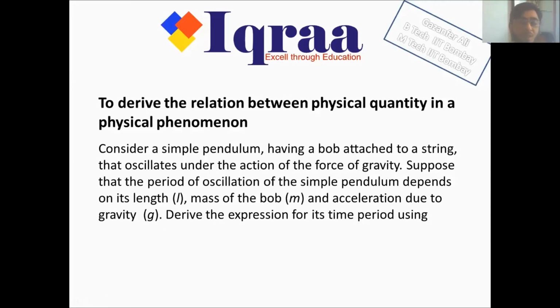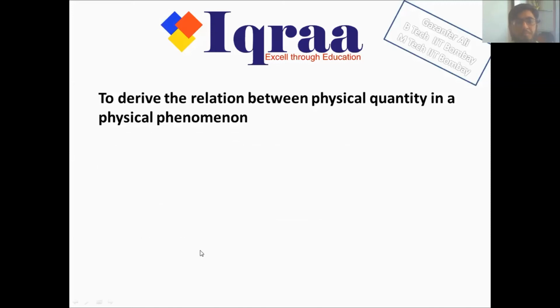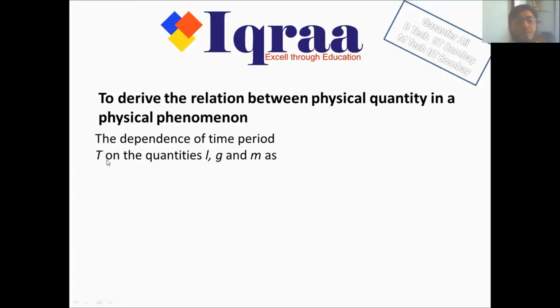If our assumption is correct, then we can use this dimensional analysis to find out how the time t depends upon the length, mass and acceleration due to gravity. So we assume that the dependence of the time period t on the quantities L, G and M as a product may be written as, for example, in L it varies as the power of x, in G it varies as the power of y, and in mass it varies as the power of z.